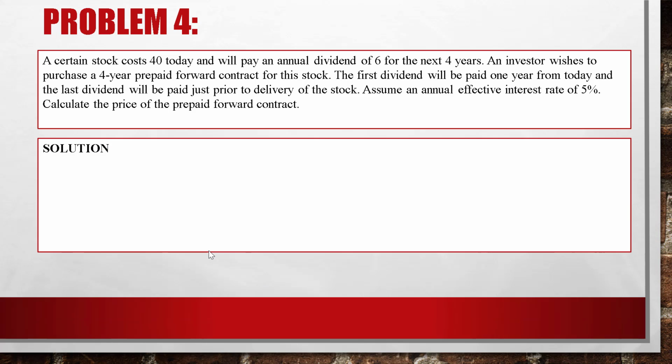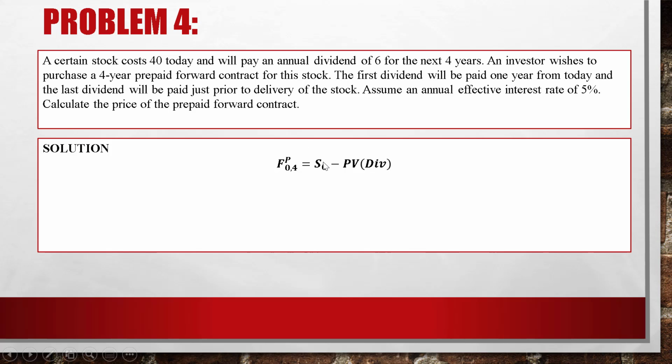So here the cost of the stock today is 40, which means S0 is 40. And we have discrete dividends. So this is a case of prepaid forward with discrete dividends, and we want to find the price of the prepaid forward contract. So let's write out the formula of the 4-year prepaid forward contract. We have F04P, which means the prepaid forward contract price during 4 years.